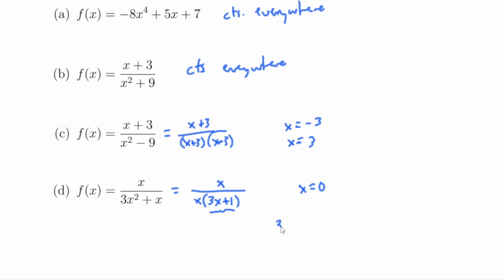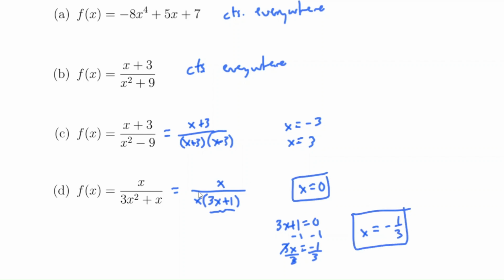So I guess we could solve 3x plus 1 equals 0. Subtract 1 from both sides. We're going to get 3x equals negative 1. So x equals, if you divide both sides by 3 here, x equals negative 1/3. Okay, so x equals 0 and x equals negative 1/3. Those are the places where this function is going to have a discontinuity.